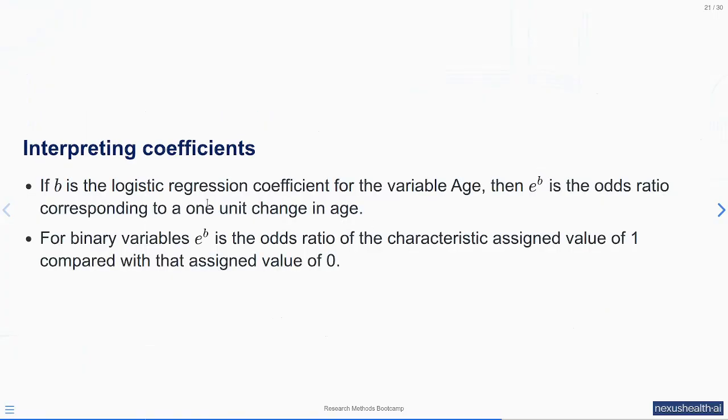So if b is the logistic regression coefficient for the variable age, then e raised to power b is the odds ratio corresponding to 1 unit change in age. So for every 1 year increase in age, the odds ratio of the dependent variable is going to change by this value, e to power b. For binary variables, e to power b is the odds ratio of the characteristic assigned a value of 1 compared with that assigned a value of 0. And so that's how you interpret odds ratio for categorical variables.